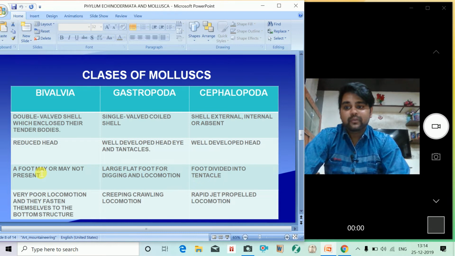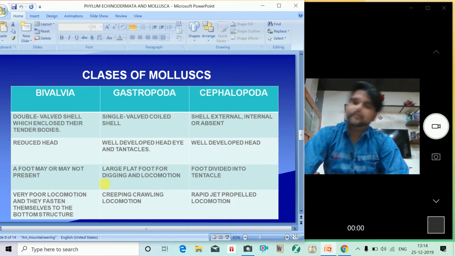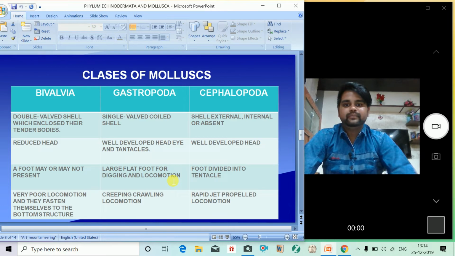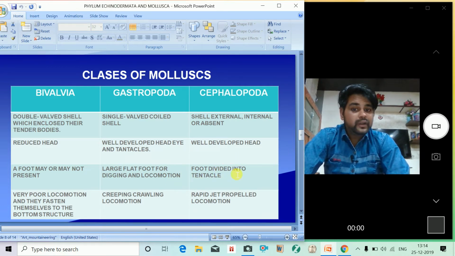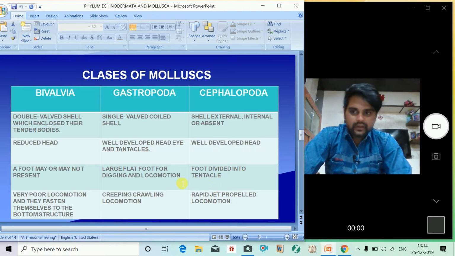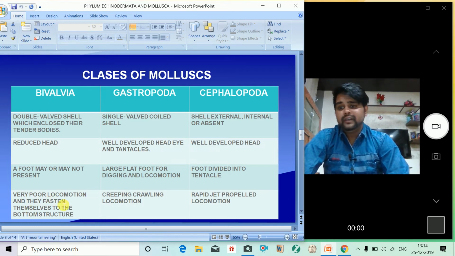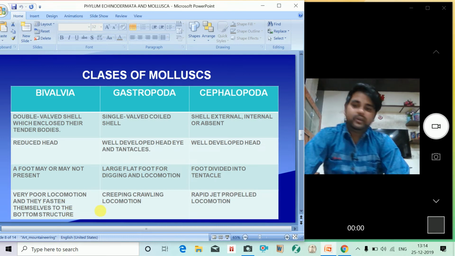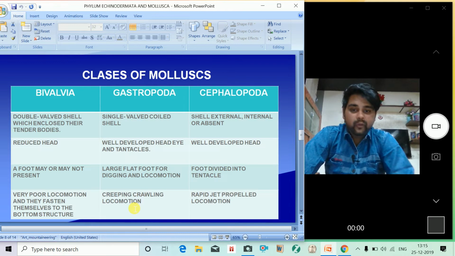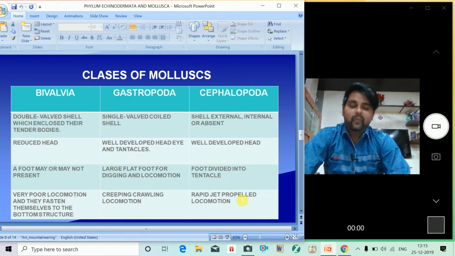In bivalves, a foot may or may not be present. Gastropoda have a large foot for digging and locomotion. And cephalopoda, foot divided into tentacles. So interesting. Bivalves have very poor locomotion; they fasten themselves to the bottom structure. Gastropoda have creeping, crawling locomotion. Cephalopoda have rapid, jet-propelled locomotion.